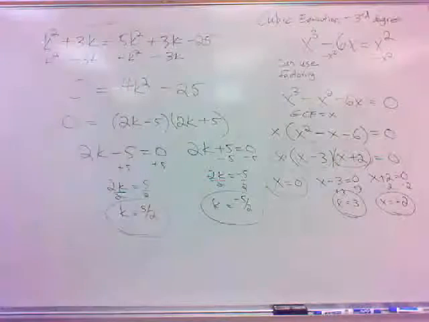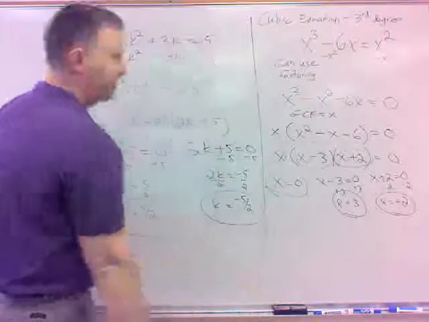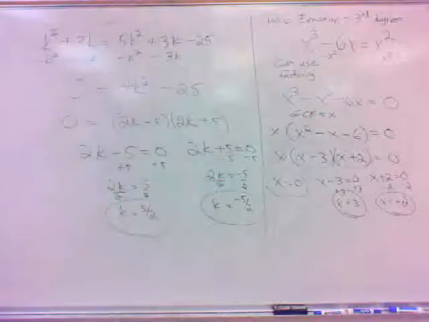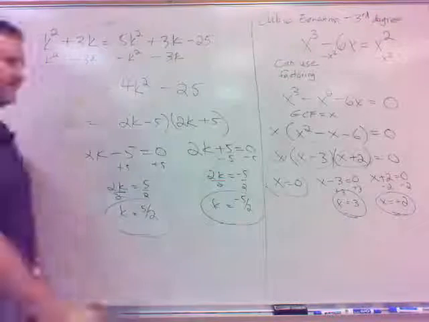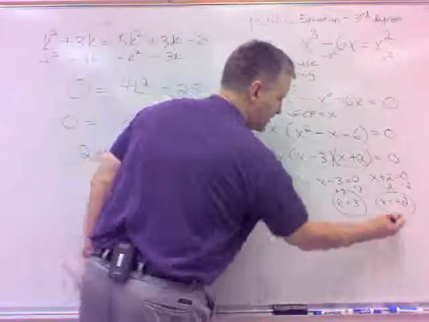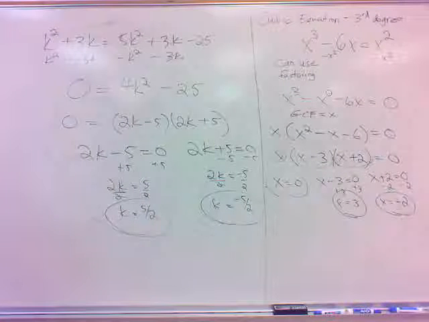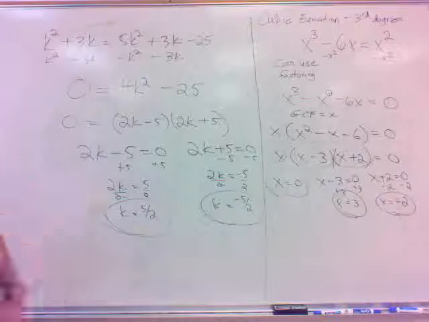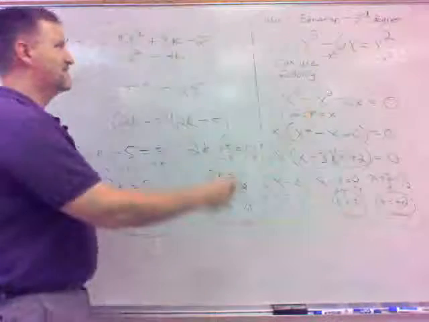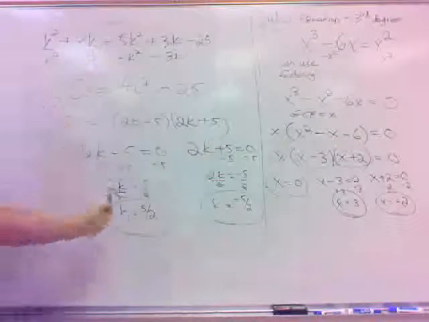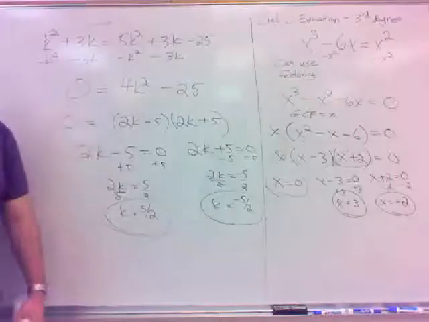Okay. Now, one other quick little note here before we move on. Notice how many answers I got there. 1, 2, 3. You see a connection between the number of answers and anything about the equation. It was third degree, 1, 2, 3 answers. Second degree, how many answers? 1, 2. Yeah. The degree usually matches the number of answers.